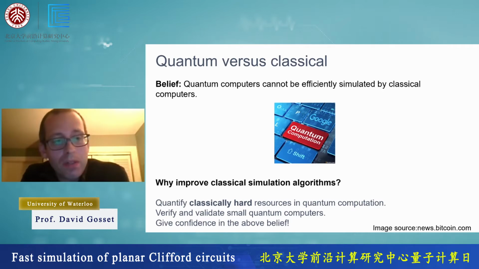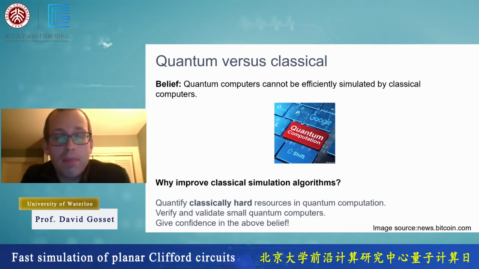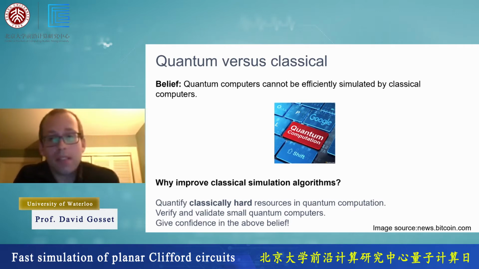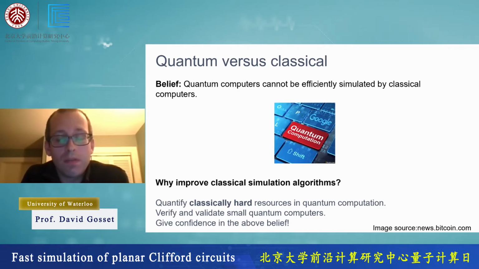One of them is to understand what exactly is classically hard about simulating quantum computers, to understand where the boundary lies between classically simulable and quantum advantage. We can use classical simulation algorithms to verify and validate small quantum computers. And of course, we want to probe this belief and really push it from many different directions to give some confidence that it's really true.